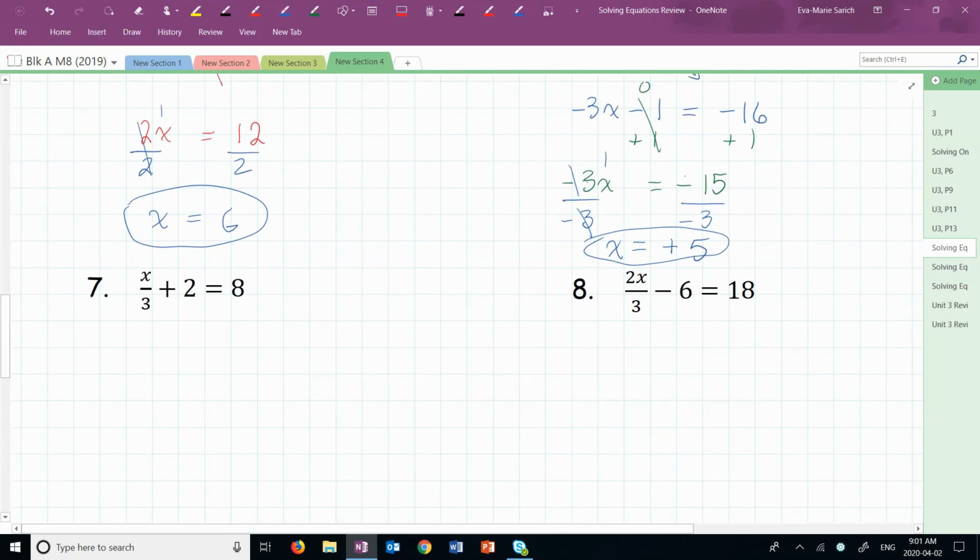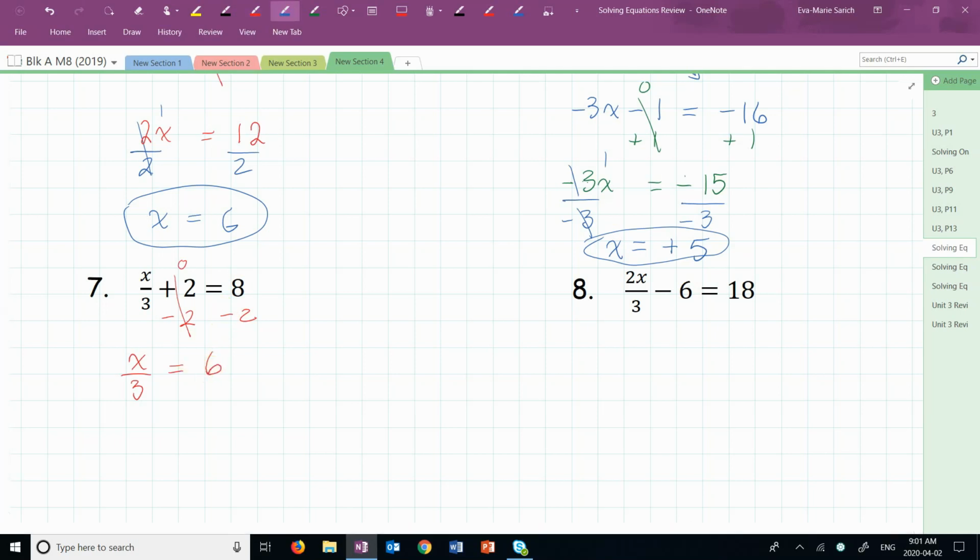Okay, moving on to question 7. We've got a divide by 3 and we've got an add 2. Remember, according to the rules, we need to get rid of the add first. So we're going to subtract 2 from both sides. That gives us a 0 on the add. So what's left is x divided by 3 is equal to, again, think temperature. +8 and -2, hot with some cold. It's going to cool down the 8 till we get +6.